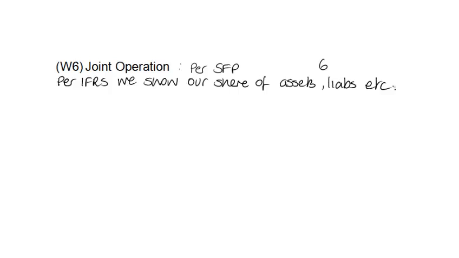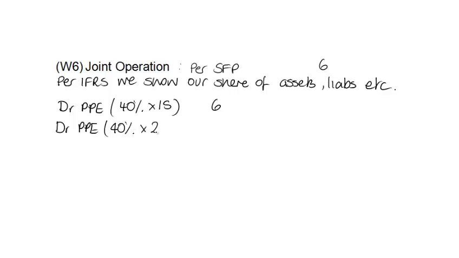So what are we going to do? I'm going to debit PPE with our share, which is 40% of the 15, which is 6 million. I'm also going to debit PPE with our share of the dismantling cost, which is now going to be added to the cost of the asset. So that's going to be 0.8.